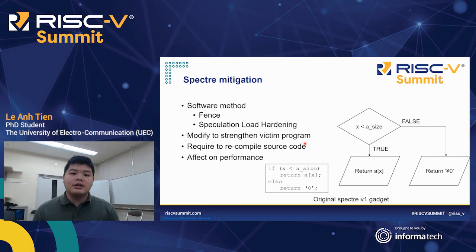The purpose of this method is to modify the victim program to strengthen it against Spectre. So it requires recompiling the source code of the program, and it will also affect the performance of the program when run on the out-of-order processor. So return to the attack scenario. As you can see here is a conditional branch which is normally exploited in Spectre variant 1. And now we will modify this conditional branch to strengthen it and protect against the Spectre attack.